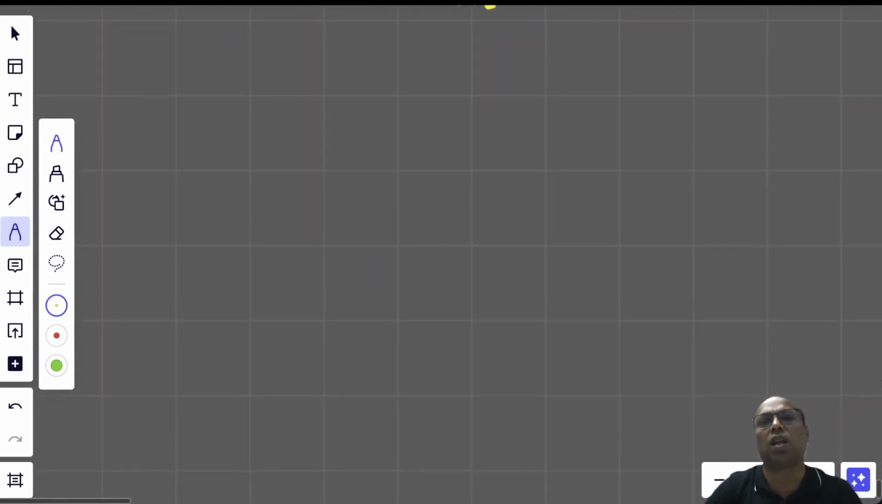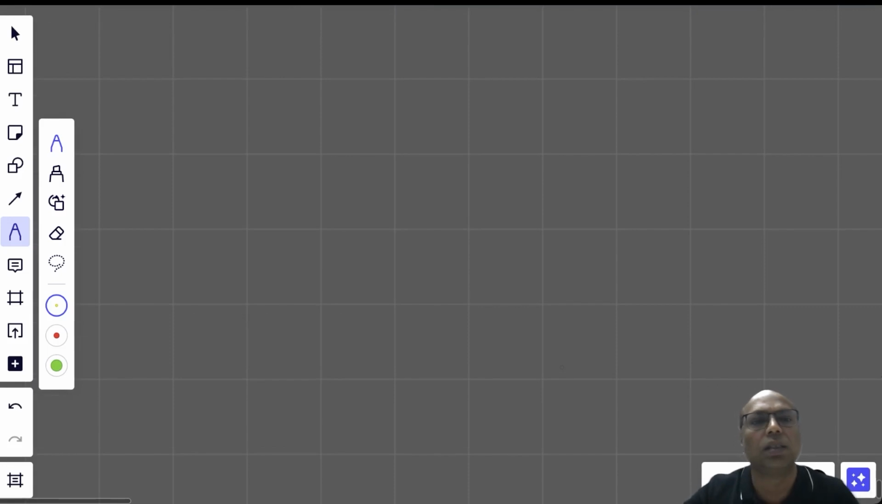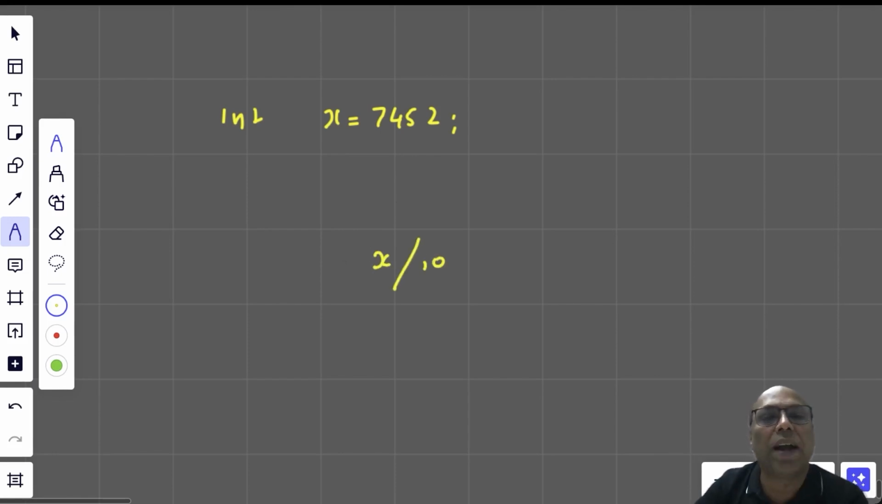Now, what do I mean by how long a statement needs to be repeated? Look at this. I have a number. X is 7452. I want to find out how many digits are there in this number. Now, what am I going to do? I'm going to remove one digit. If I want to remove a digit, I'll divide this number by 10. X by 10 gives you 745. I am going to store it in X. My X became 745.